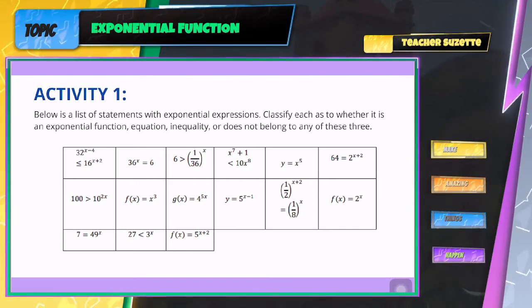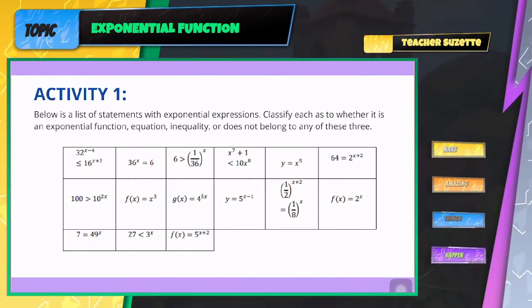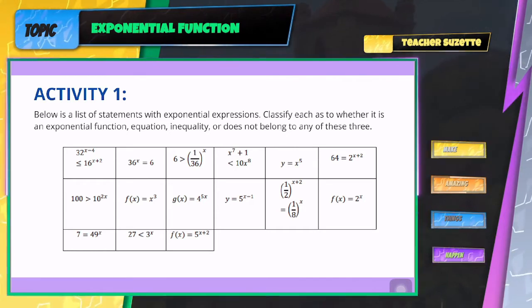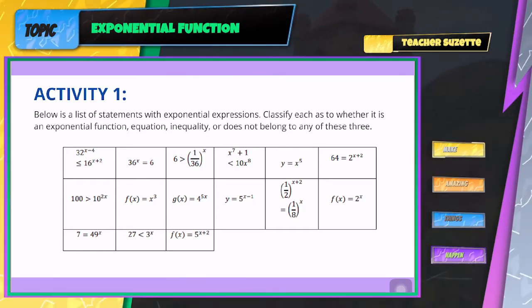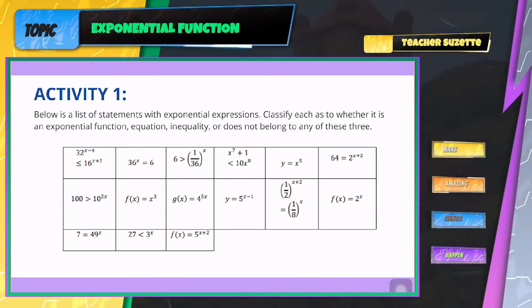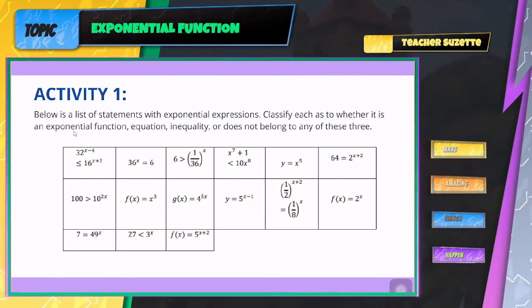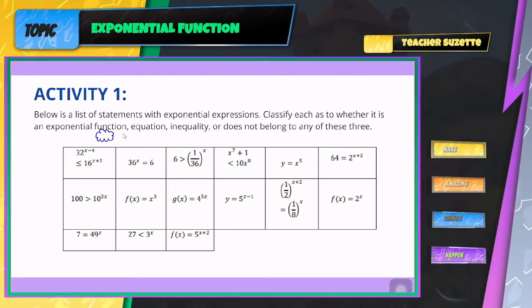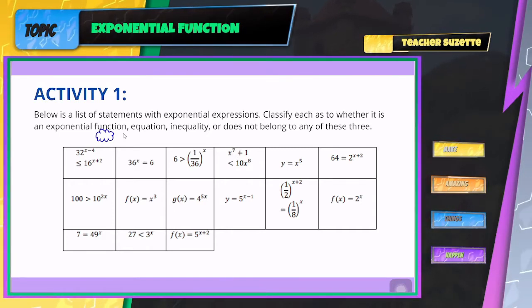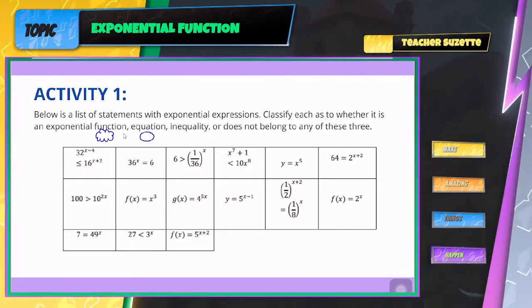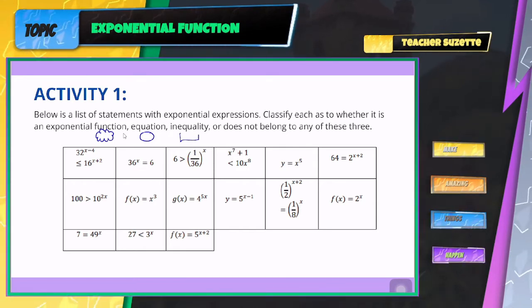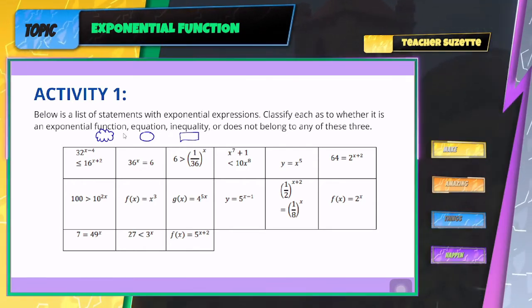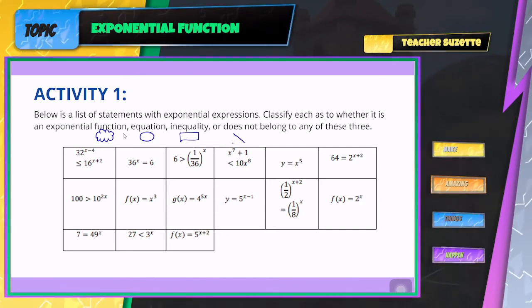Lastly, let's have this activity. So below is a list of statements with exponential expression. Classify each as to whether it is an exponential equation, function, inequality, or does not belong to any of these. So, para mas mabilis nating ma-identify, para po sa exponential function, ganito pong ating gagawin. Parang cloud, yung ating way on encircling instead of encircle natin lahat. Then, sa equation, syempre, circle na lang natin. Sa inequality, close natin siya sa square or sa rectangle. And does not belong, lagyan natin siya ng mark na x.